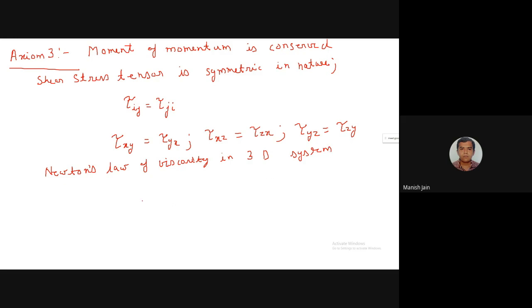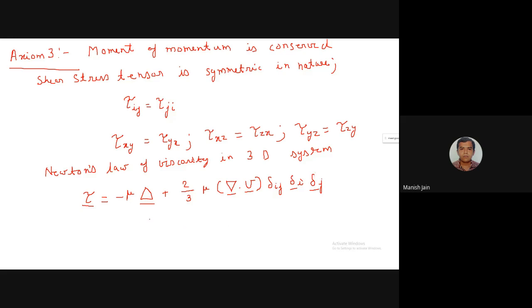So in the three-dimensional system, you can write tau equal to minus mu del plus 2 by 3 mu del dot v del ij del I del j. This is the Newton's law of viscosity. Basically, this equation is derived from the axiom 3.